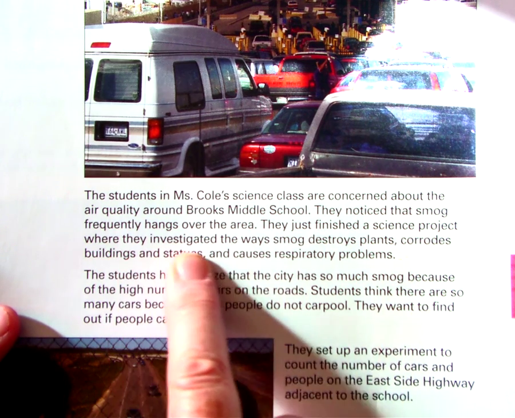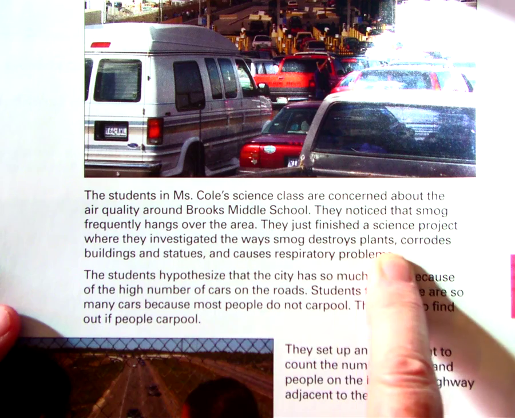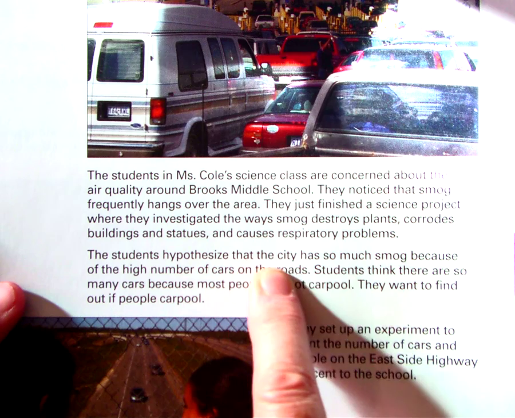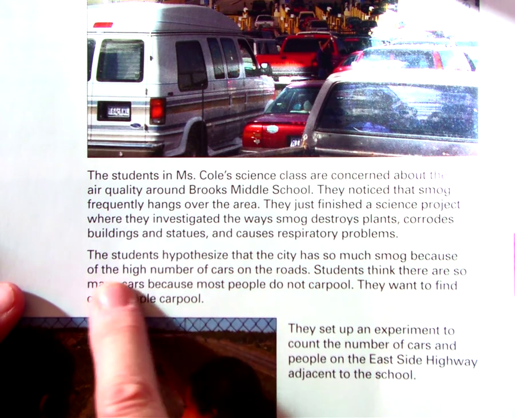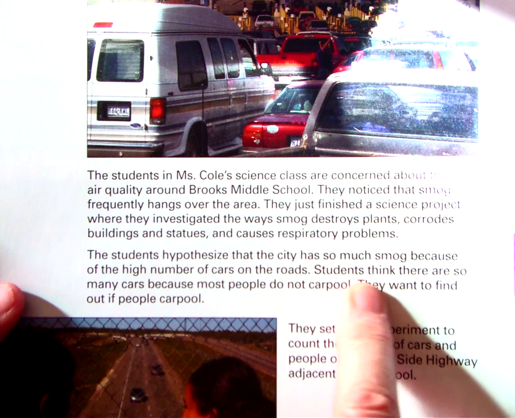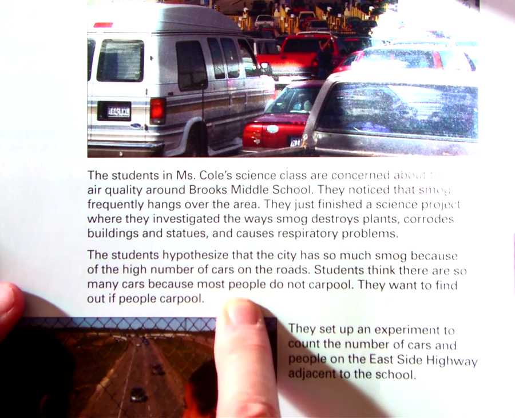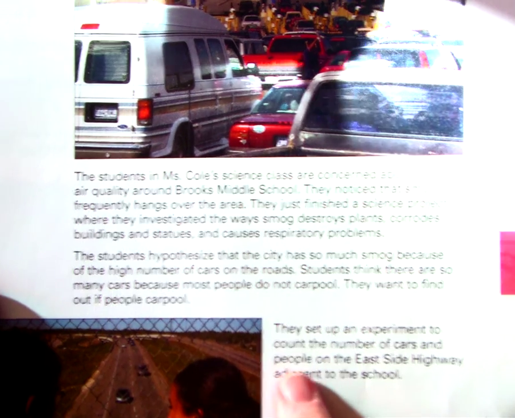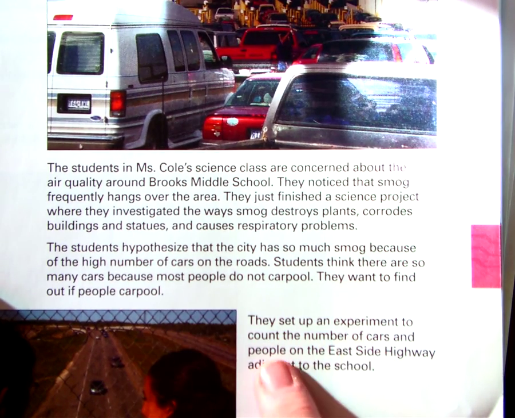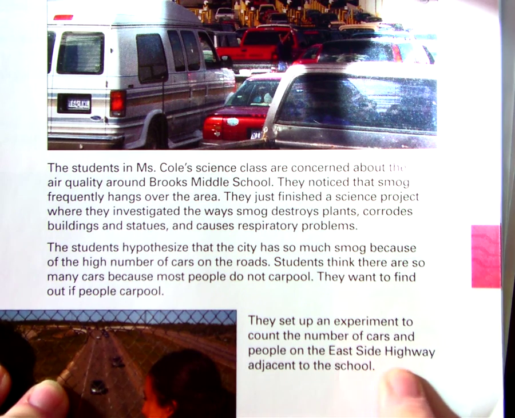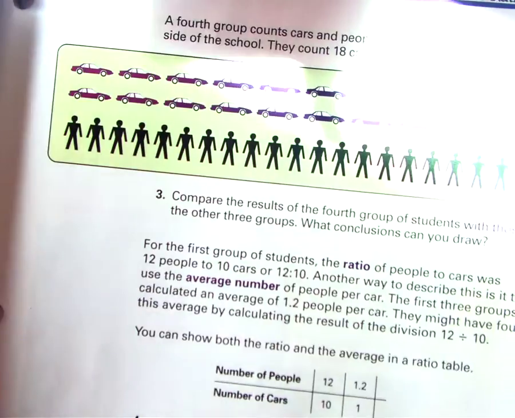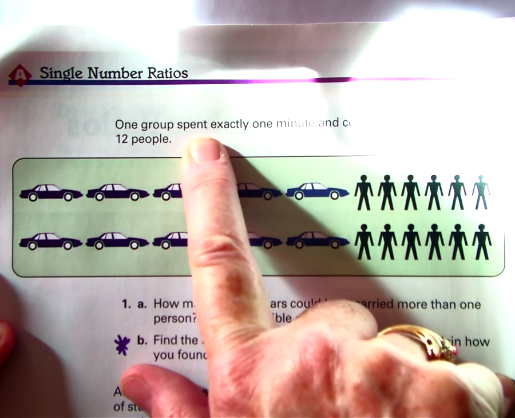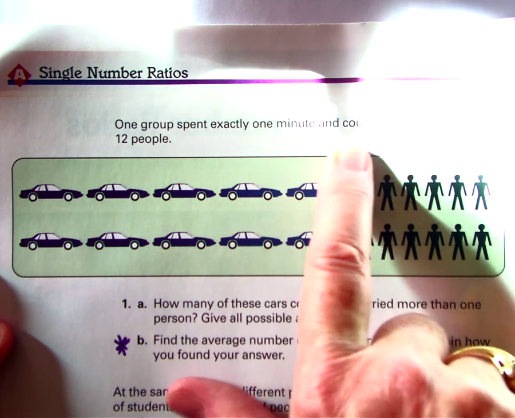They just finished a science project where they investigated the ways smog destroys plants, corrodes buildings and statues, and causes respiratory problems. The students hypothesize that the city has so much smog because of the high number of cars on the roads. Students think that there are so many cars because most people do not carpool. They want to find out if people carpool. So they set up an experiment to count the number of cars and people on East Side Highway, adjacent, or right next to the school.